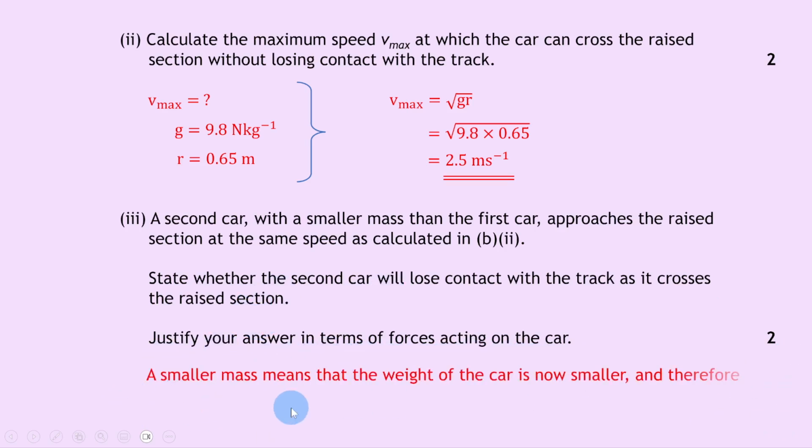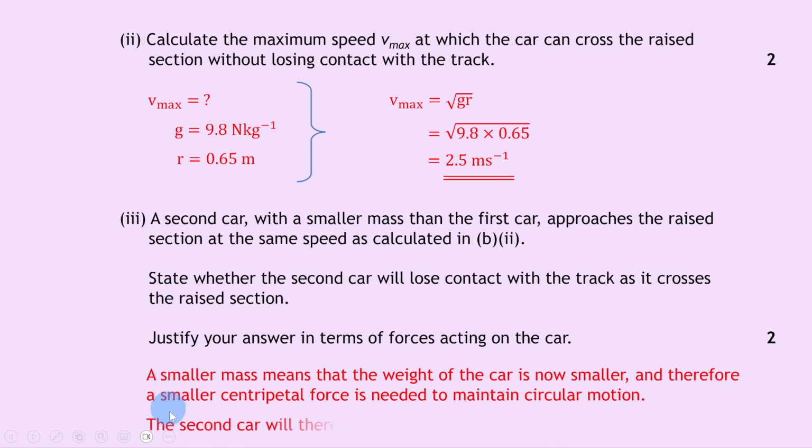Well, we can say that a smaller mass means that the weight of the car is now smaller, and therefore a smaller centripetal force is needed to maintain circular motion. The second car will therefore not lose contact with the track.